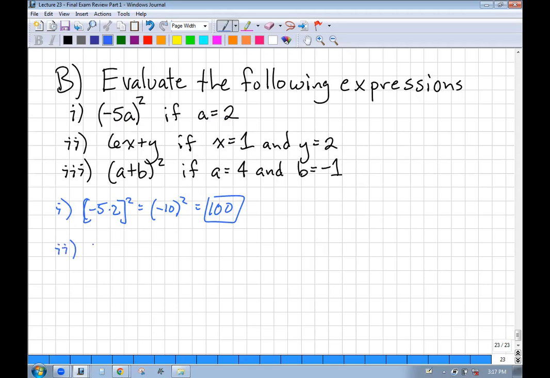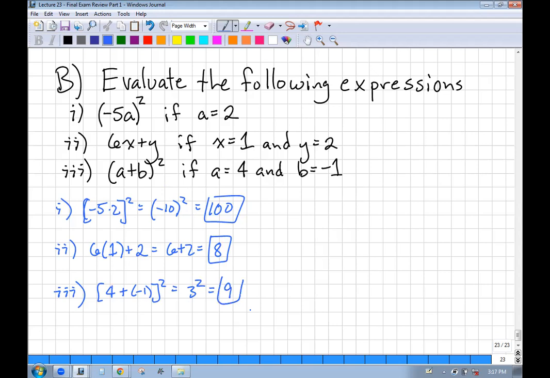Here, they say x is 1 and y is 2. We have a 6 plus 2 is 8. A plus b squared. So a is 4, b is a minus 1. 4 minus 1 is 3. 3 squared is 9.